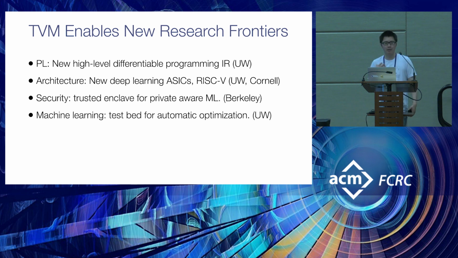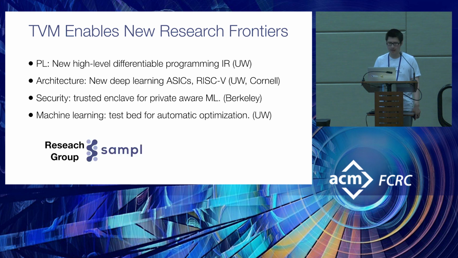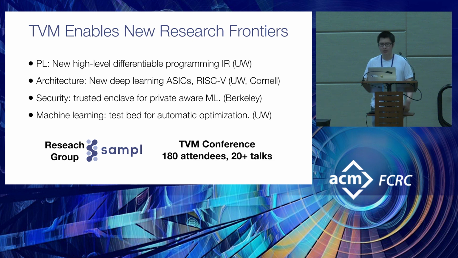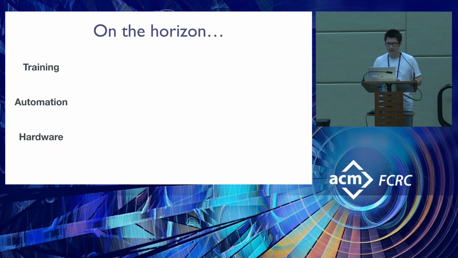And as I mentioned, we are building a machine learning-based solution to optimize your programs and hardware in the future. TVM is really a nice test bed that allows you to try out different machine learning methods to optimize those programs. As a result, as Luis mentioned, we started a new research group called SAMPL, and we had an annual conference. We just had one last December, and we're expecting to have one this year, so you are more than welcome to join us as well.